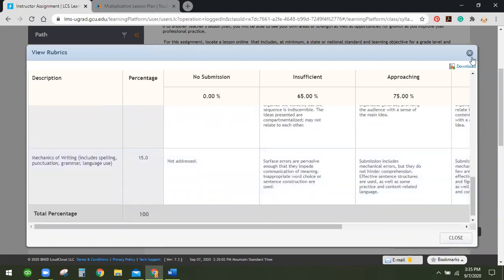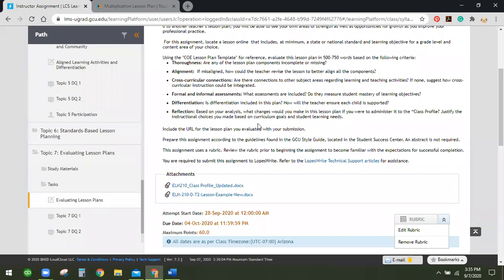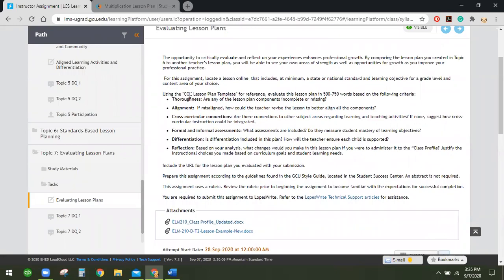and then your mechanics. As you're completing your analysis, be thinking about your own lesson plan and how aligned you were. Did you write a solid lesson plan in comparison to the lesson plan that you're analyzing? Let me know if you have any questions as you work to complete this assignment.